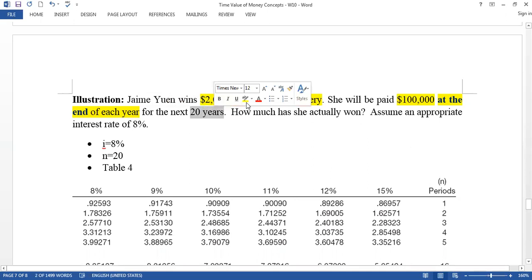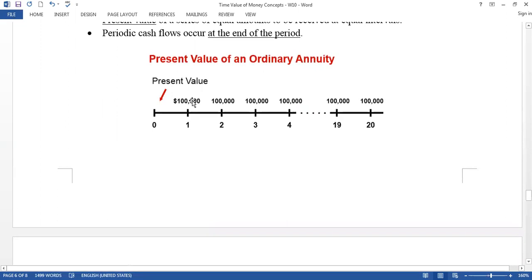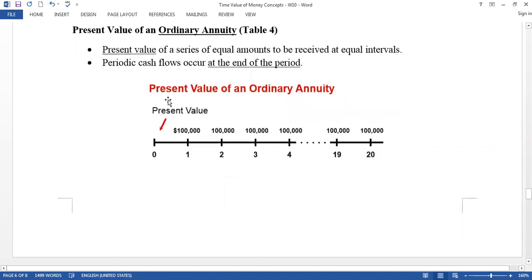Next 20 years means another characteristic: more than one time. So you are going to receive $100,000 more than one time, for 20 years. And every installment is at the end of the period. So that means this diagram: you are going to receive $100,000 for 20 years, and every payment is at the end of the year. That means another keyword is the first payment is not today. So we are going to use this kind of table.